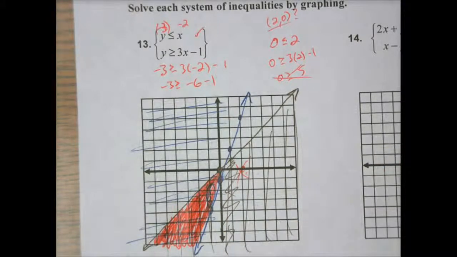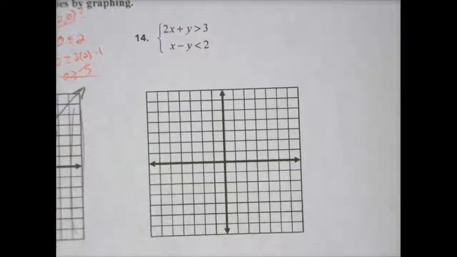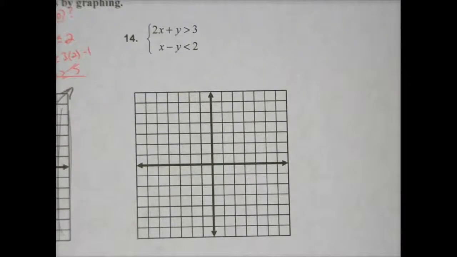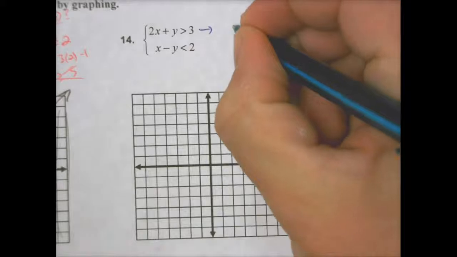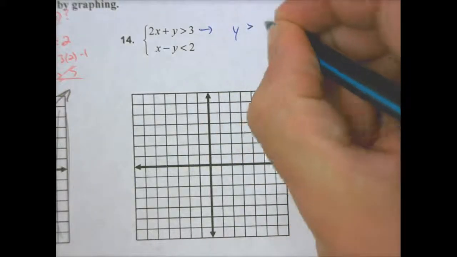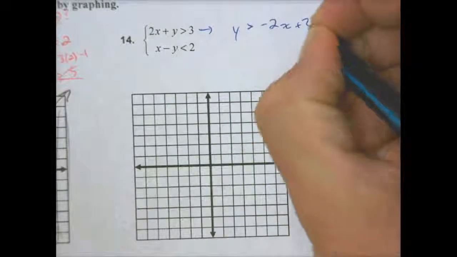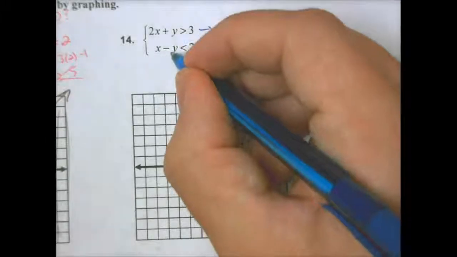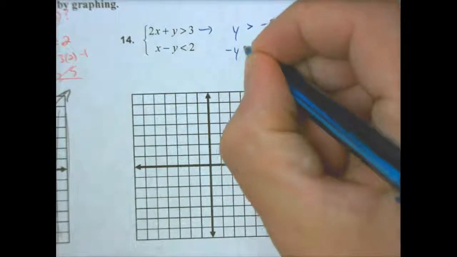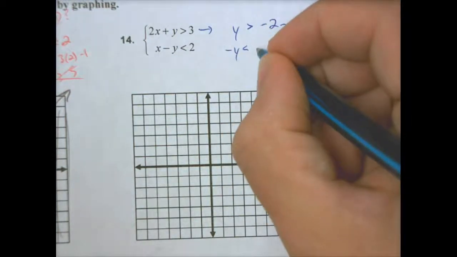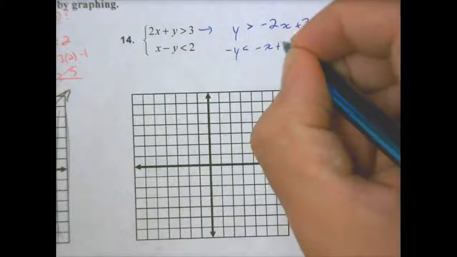All right, we'll do one more, and then we'll be done. So we have 2x plus y is greater than 3. Again, we need to put this in slope-intercept form. So this equation will be y is greater than -2x plus 3. For this one, I need to subtract my x, so I have -y is less than -x plus 2.